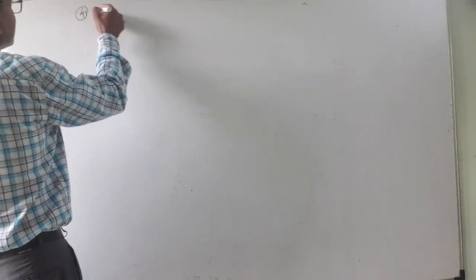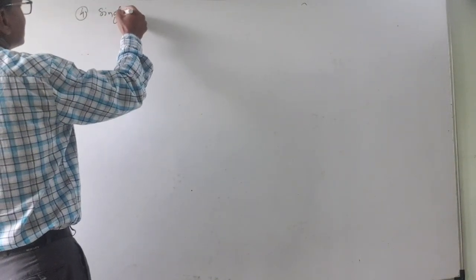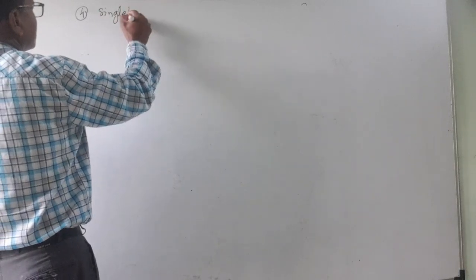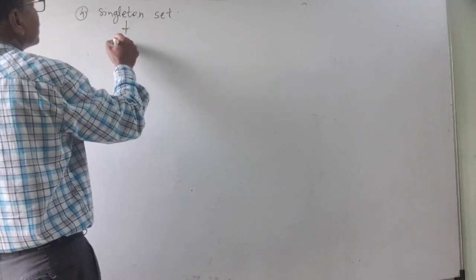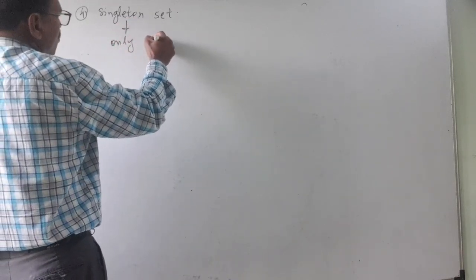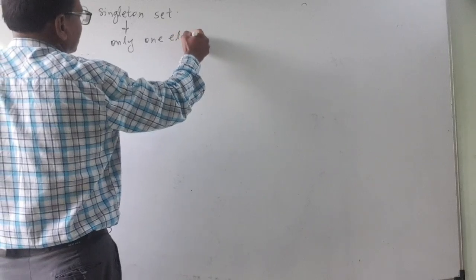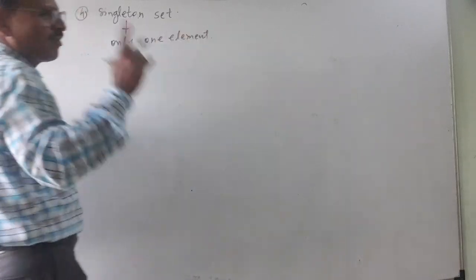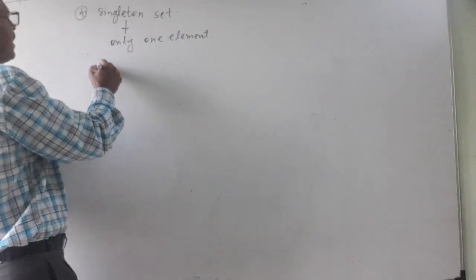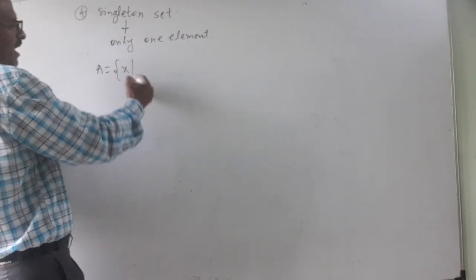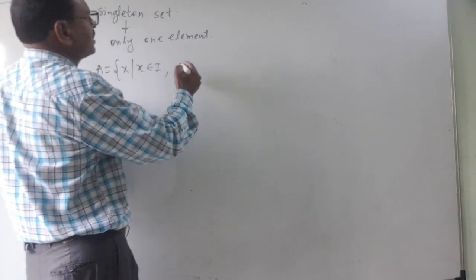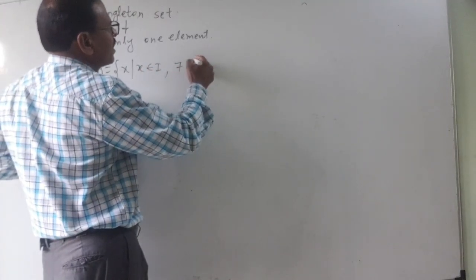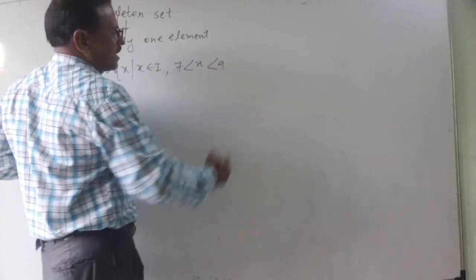Then the fourth is the singleton set. Singleton set means only one element. Only one element in the set. For example, A is a set of all x such that x belongs to integers and this x is, say, between 7 and 9.